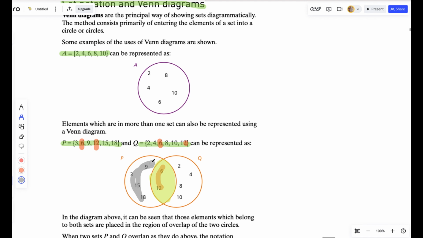The remaining ones for set P that are not in the overlap, we put them out here.